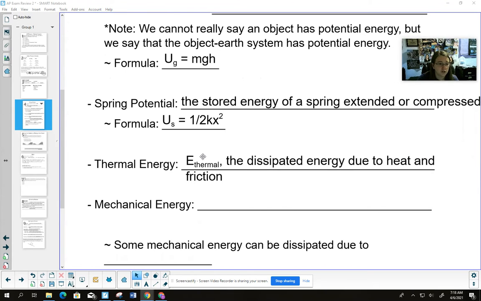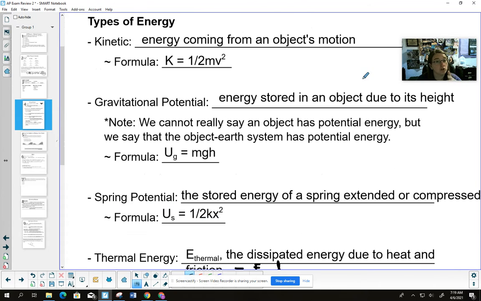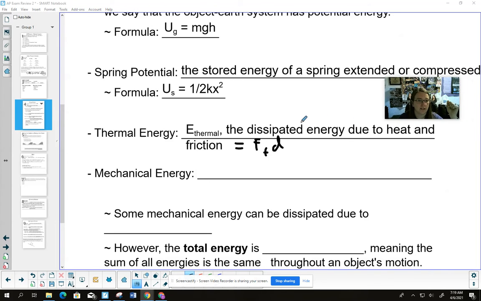Thermal energy is shown as E thermal, which is the dissipated energy due to heat or friction. I want to actually write here, if it's due to just friction, rubbing up against something, this equals force of friction times d. The reason why is Fd is the formula for work, if we can remember that. And since energy is the ability of an object to do work, the thermal energy is the work done by friction. Again, we're going to come back to work in just a little bit.